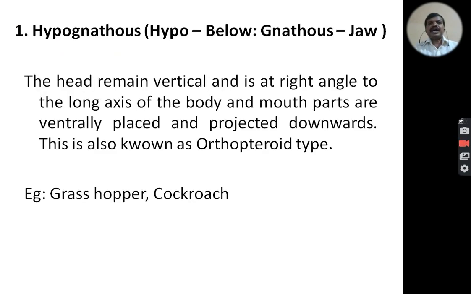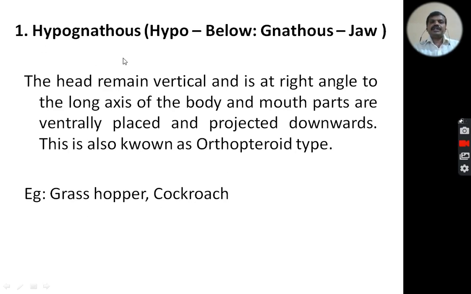The first one is hypognathous. Hypo means below, gnathos means jaw, so the mouth is present below, and it has the mouth parts. The head remains vertical and at right angles to the long axis of the body, and the mouth parts are ventrally placed and projected downwards. This is known as the orthopteroid type of head. Examples are the grasshopper and cockroach.